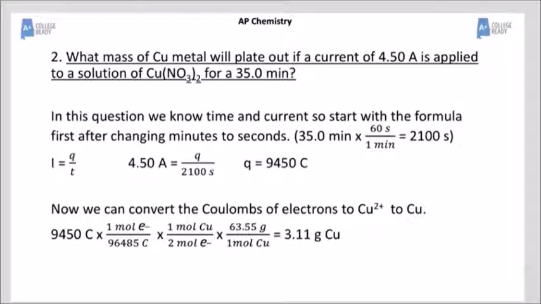So notice I used the formula here. I plugged in my amps, and I changed my time from minutes to seconds. And so I multiplied to get 9,450 coulombs. And here's my Faraday's constant again. If we have coulombs, we can make a connection to our half reaction and the electrons. So dividing by 96,485 coulombs, that gives me 1 mole of electrons. In this half reaction, since it was copper 2+, we know 2 electrons are involved, whereas we only had 1 with the silver ion because it was +1. So we're dividing by 2. Once we have moles of copper, we can use the molar mass and get the mass of copper.